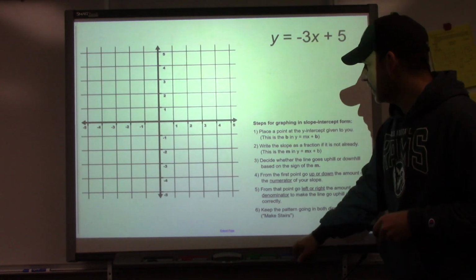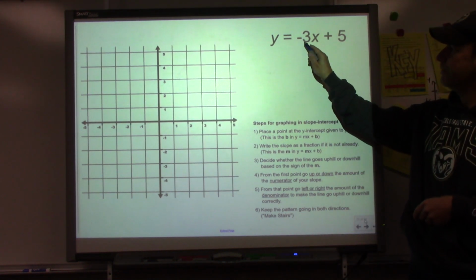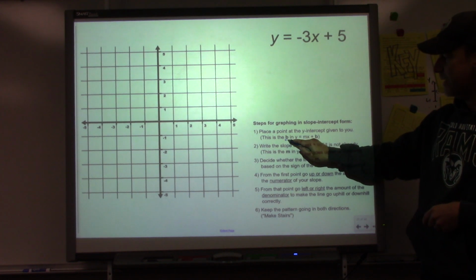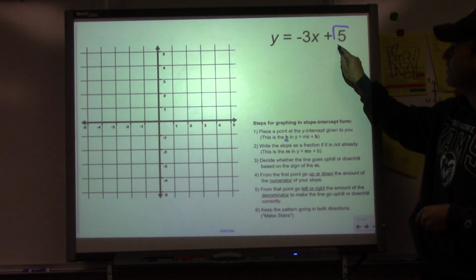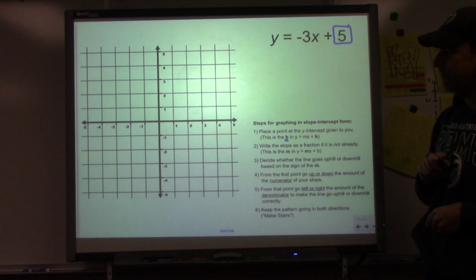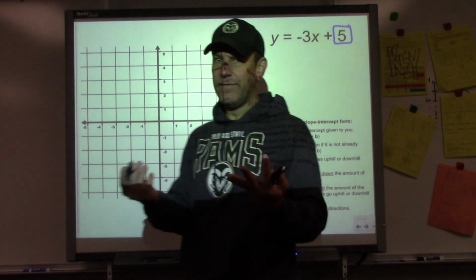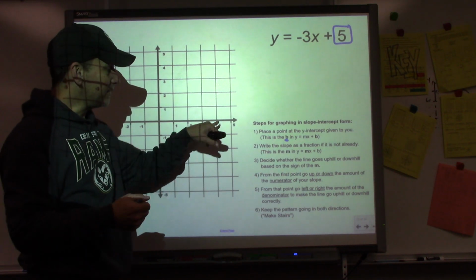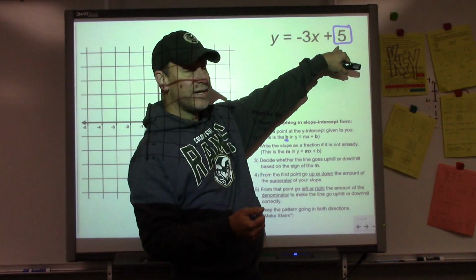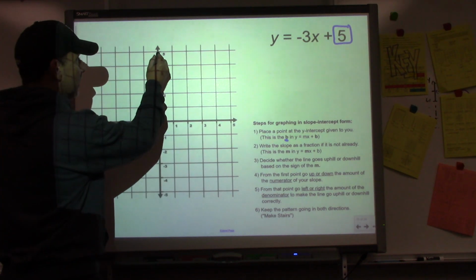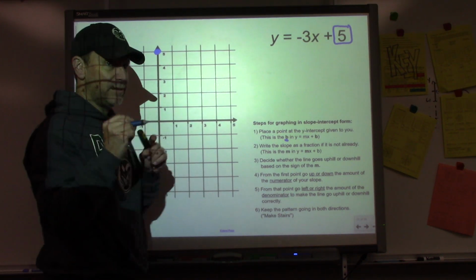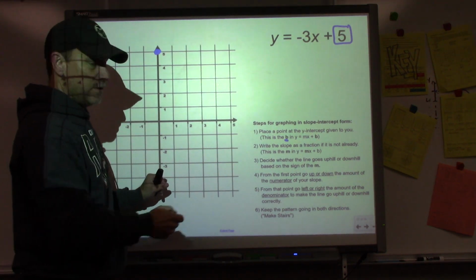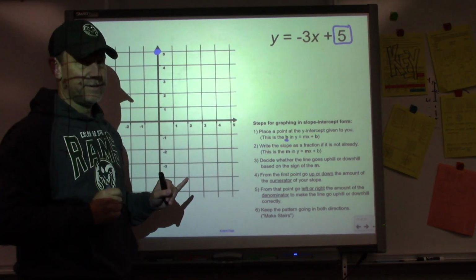So here we go. We have y equals negative 3x plus 5. First step says put a dot at the b. So there is my b value, which is 5. Now the question is, which 5 on the graph? A lot of people put it right here, but that's not the y-intercept, that's the x-intercept. We always put our first point on the y-axis. You should never put your first point on the x-axis.